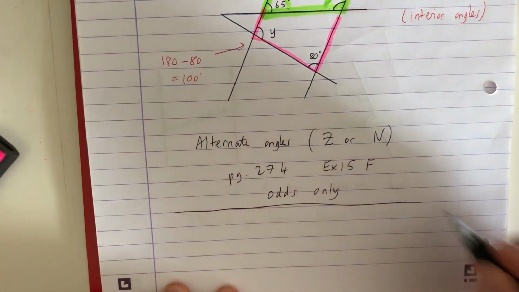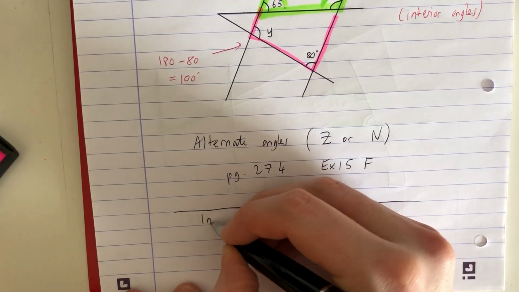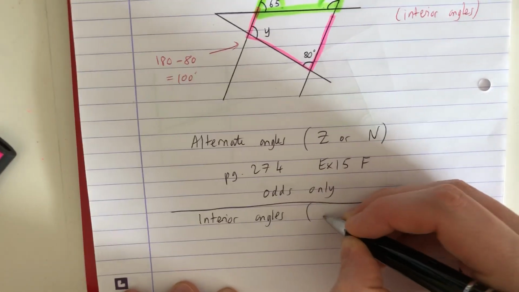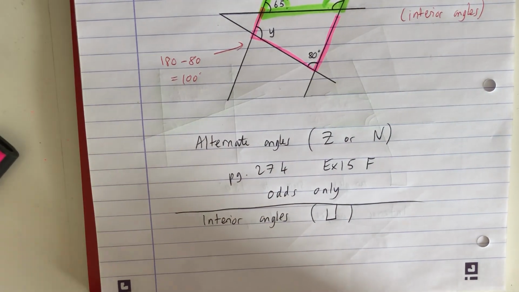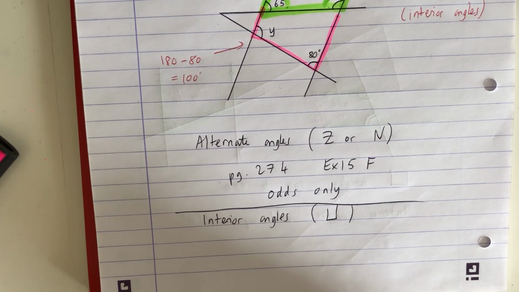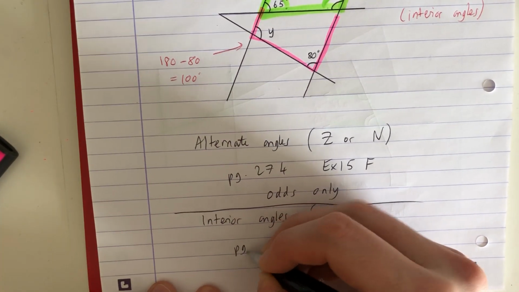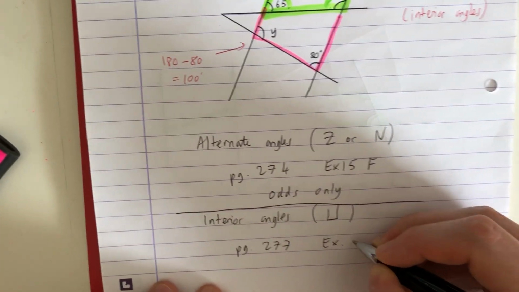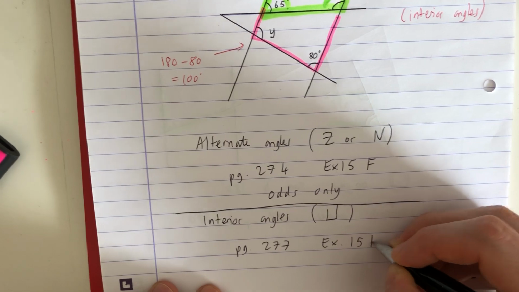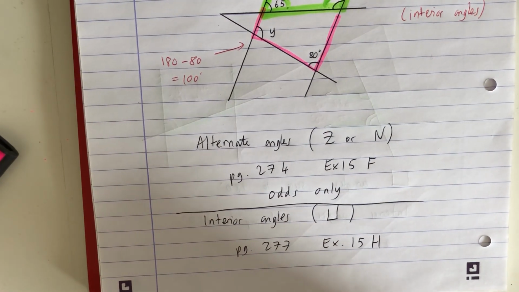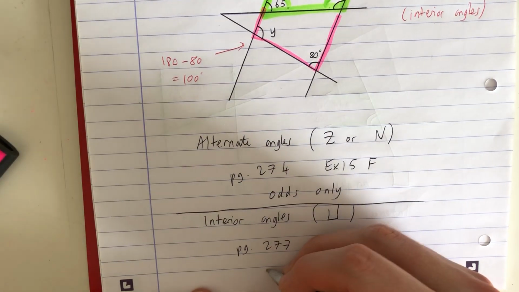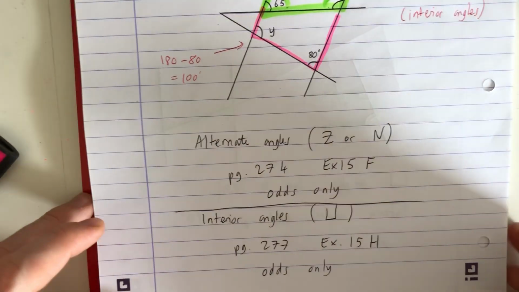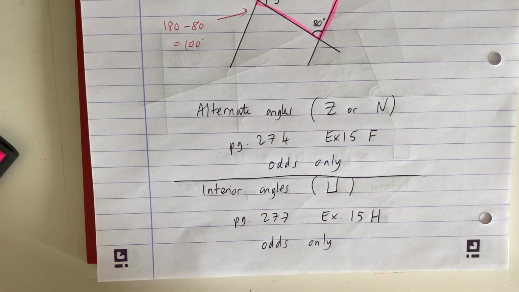And then you're going to do some practice on interior angles. So you'll be looking for this U shape. And that is on page 277. It's called exercise 15H. And you're going to do odds only again. And that should take you 15 minutes, 20 minutes max.